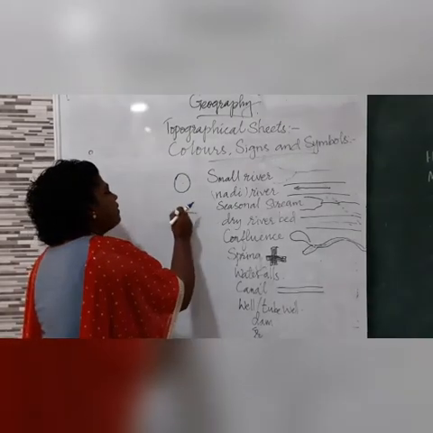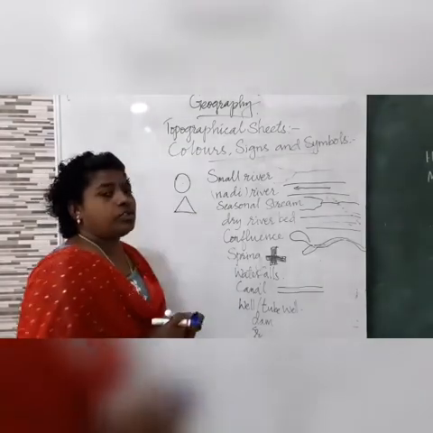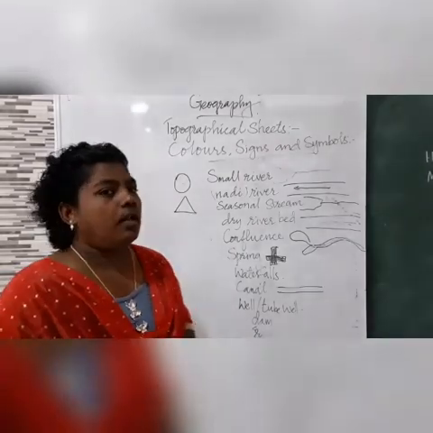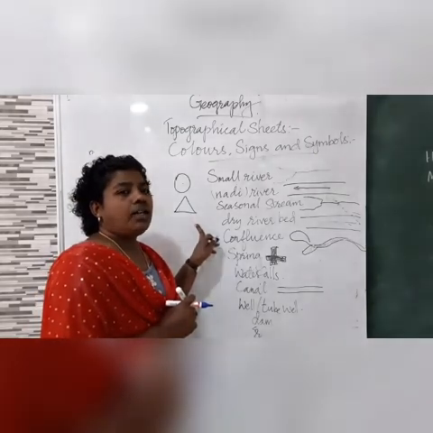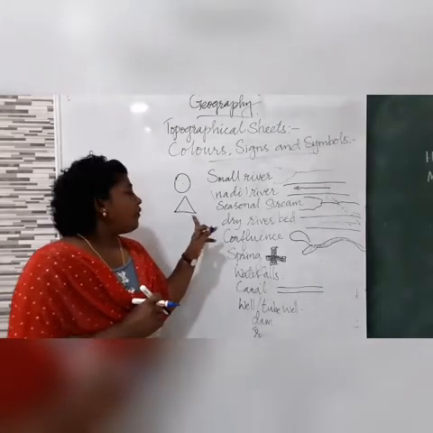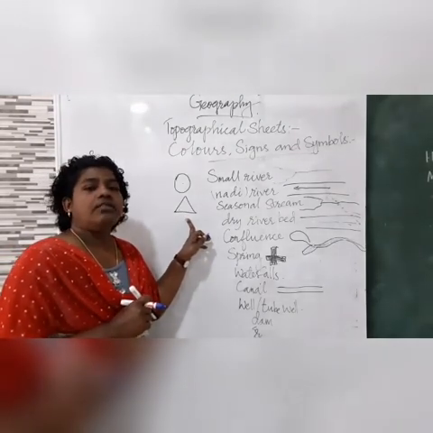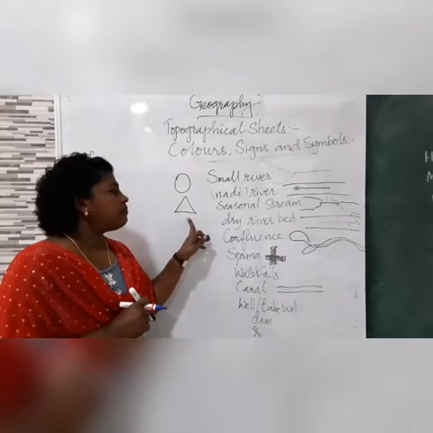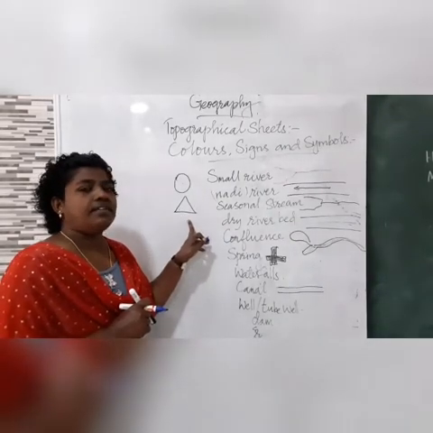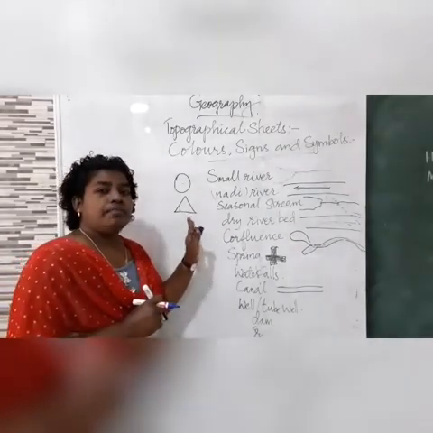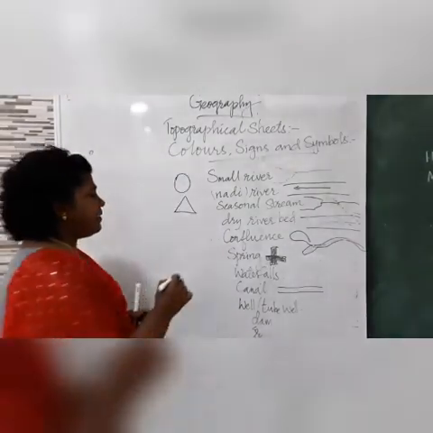If you find a triangular symbol with blue color in the topo sheet, it denotes a tube well. A tube well is also bored, with the help of a machine and electricity. If you find this symbol with blue color, you have to understand the area around this place is possible for cultivation, so cultivated land around this area is possible. Did you understand, children?